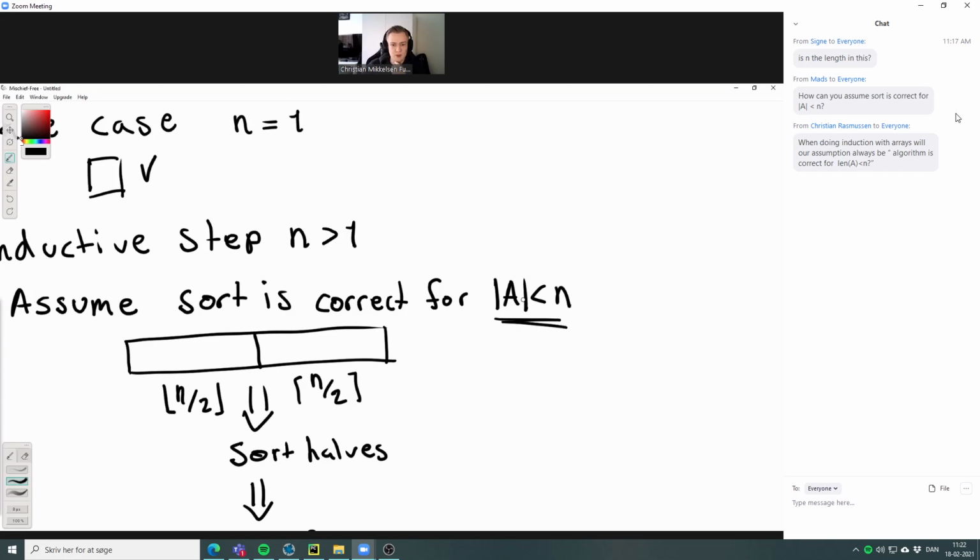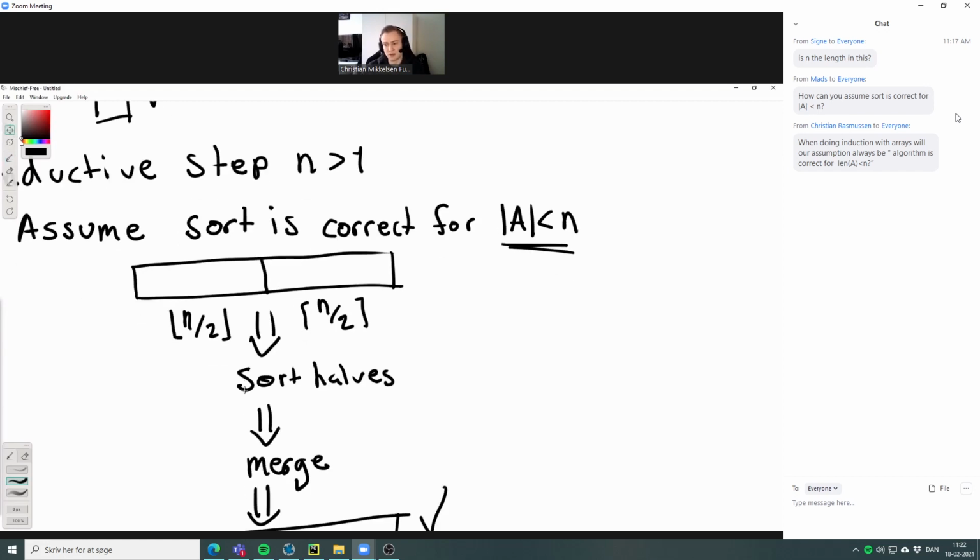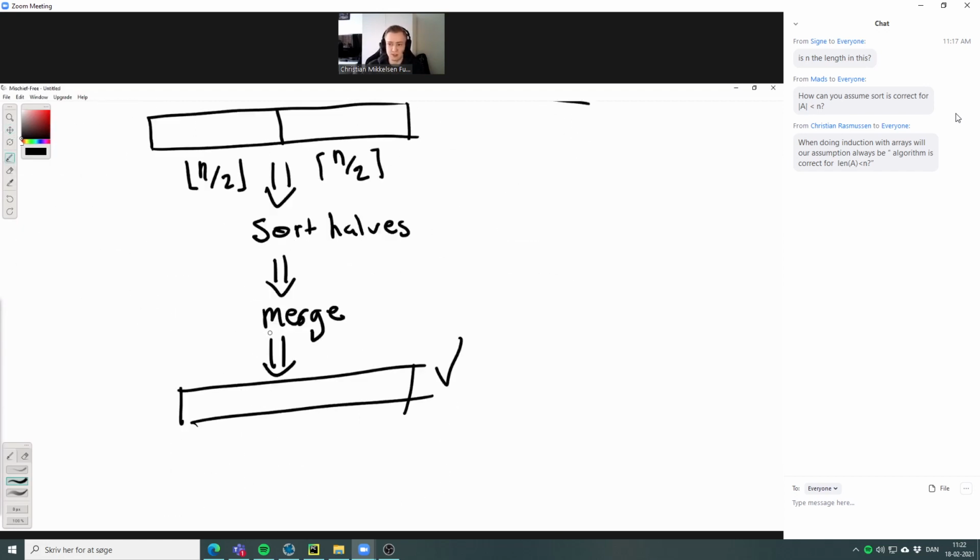When doing induction with arrays, will our assumption always be that the algorithm is correct for length of A less than n? No. But in this case, we have to prove it for all arrays, right? So any array. That can be reformulated into it has to work for an arbitrary sized array. And of course, you might also have to make assumptions on the actual elements, but that is handled by merge. So we don't have to do that here.